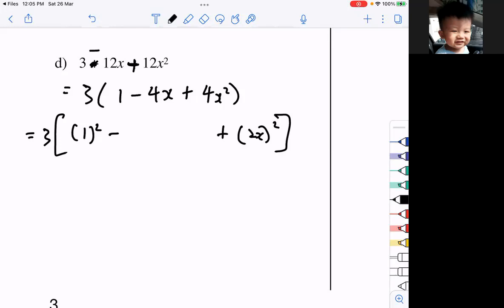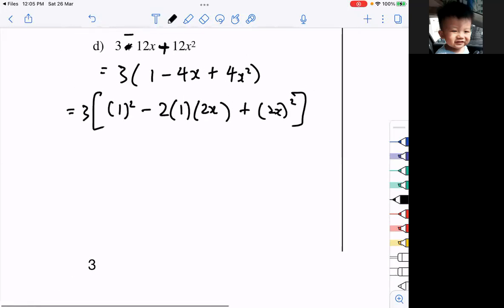So I'm hoping the middle becomes 2AB. Can y'all see? This is literally the second formula again, which is a square minus 2ab plus b squared. Can see it? A is 1, b is 2x. Is it okay, Nathan? Really can see. So what would it be? Knowing that I'm just using the second formula. What's the second formula?